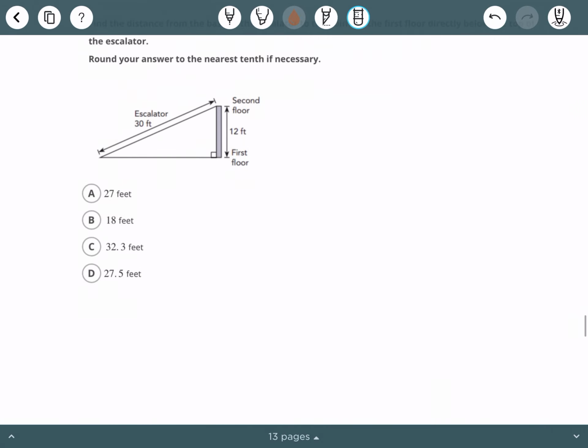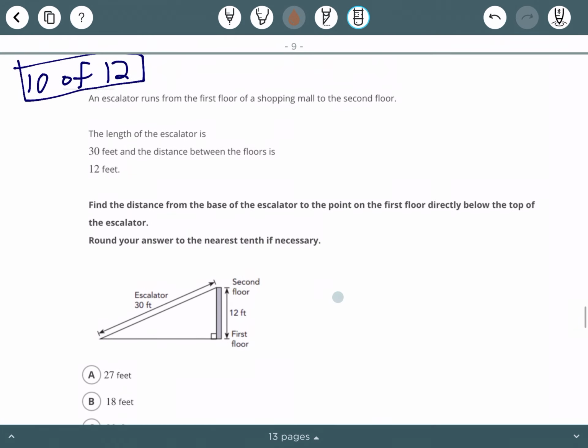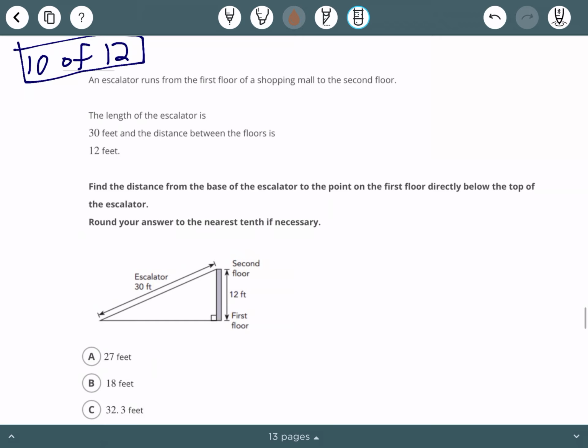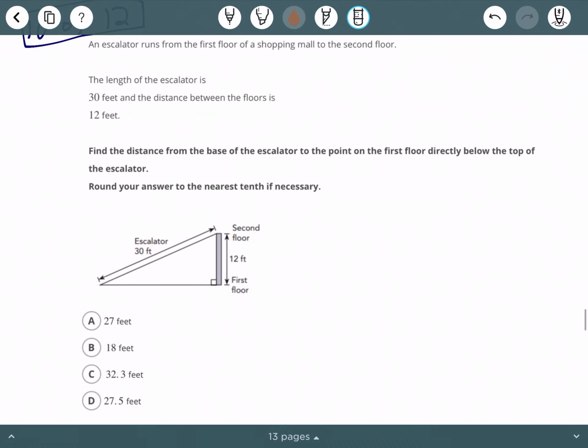All right, question 10. An escalator runs from the first floor of a shopping mall to the second floor. The length of the escalator is 30 feet and the distance between the floors is 12 feet. Find the distance from the base of the escalator to the point on the first floor directly below the top of the escalator. Round your answer to the nearest tenth if necessary.